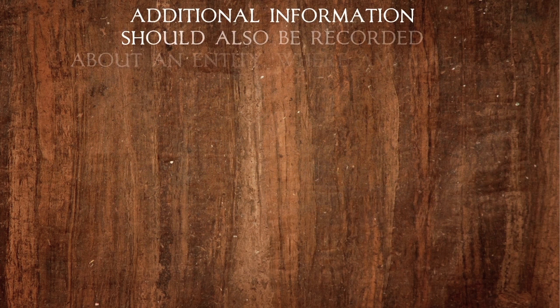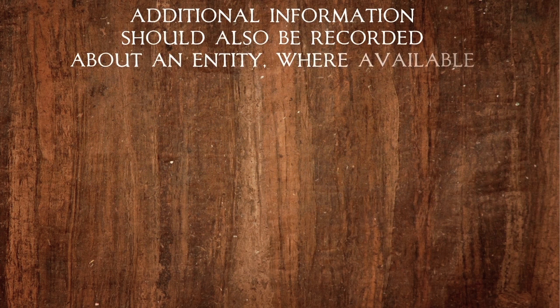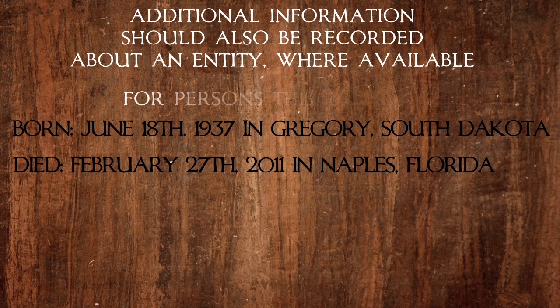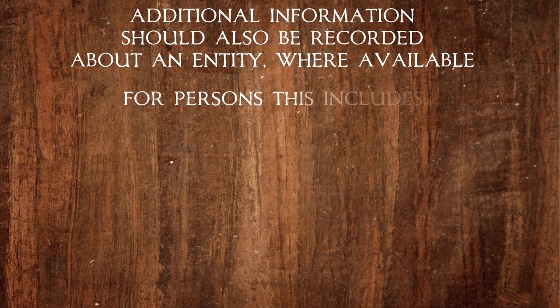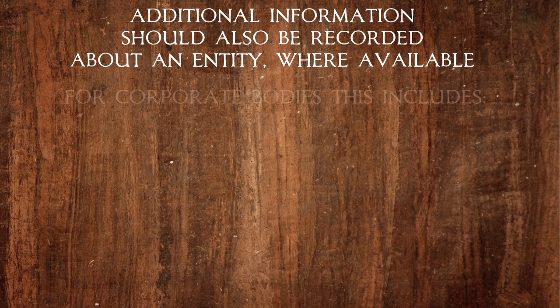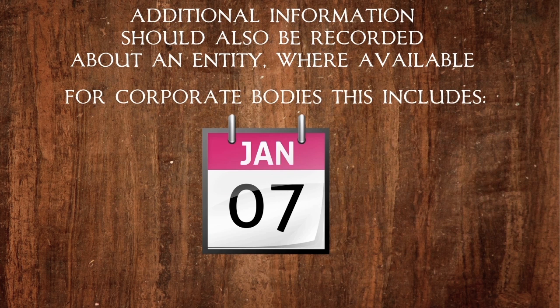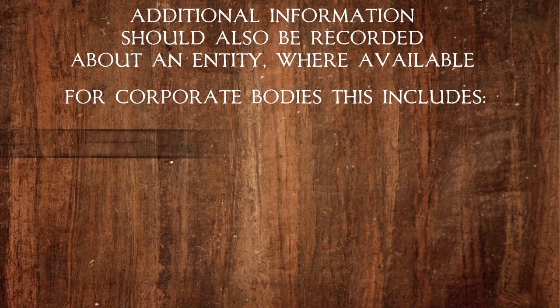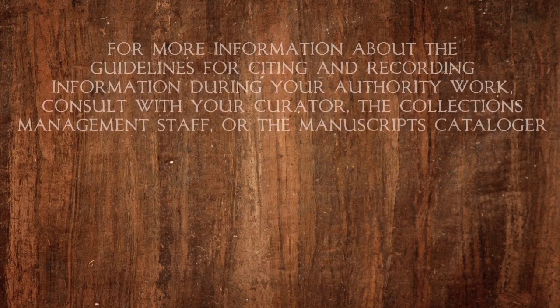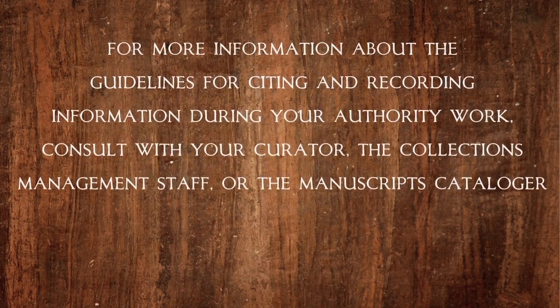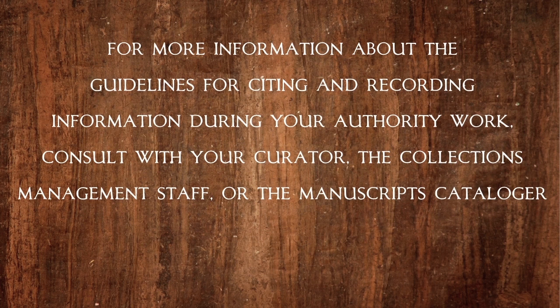Additional information should also be recorded about an entity where available. For persons, this includes the dates and places of birth and death, gender, occupations, places of residence, and other forms of their name identified during your search. For corporate bodies, this includes dates of creation and dissolution, functions, locations of headquarters, as well as other forms of name. For more information about the guidelines for citing and recording information during your authority work, consult with your curator, the collections management staff, or the manuscripts cataloger.